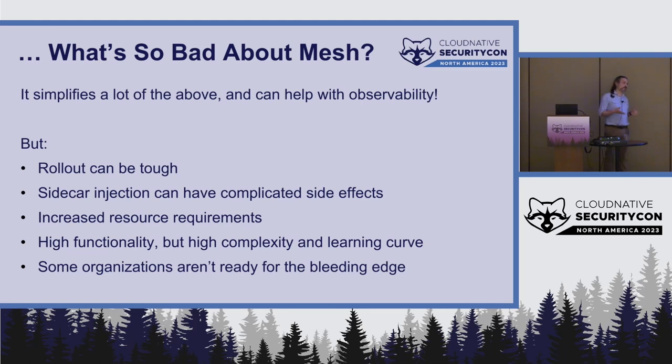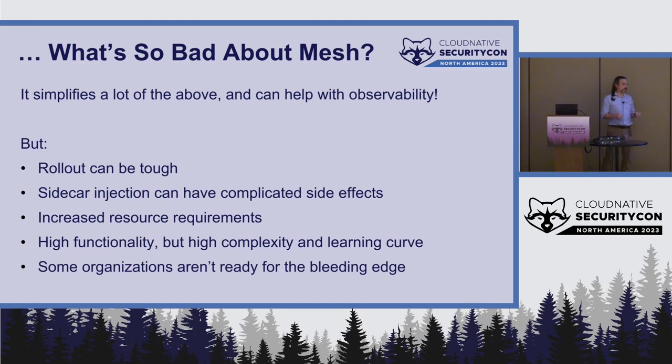And the resource requirements can be high. I've heard people complaining about how much CPU they're spending on Envoy proxies instead of on their application stuff. It's got a lot of functionality, which is great if you need that functionality. And if you don't, there's a whole bunch of complicated things that you need to figure out. Do I need this or not? Is it important? And some organizations are going to take one step at a time. They're going to figure out how to get on Kubernetes, and then they're going to figure out, do I need a service mesh, and if so, what does that look like?